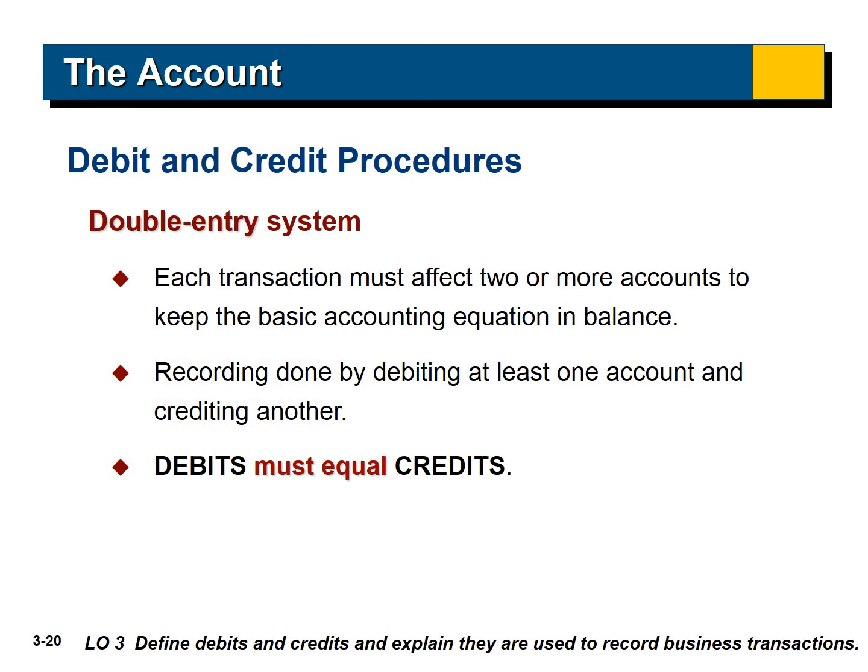I talked earlier about this idea of the dual effect. Every transaction must affect at least two accounts, so two or more accounts, to keep that basic accounting equation in balance. And we call that the double entry system. So how that works is the recording is done by debiting at least one account and crediting some other account. That's how you get the balance to work. So therefore, debits have to equal credits, and if that's true, then the accounting equation, assets equal liabilities plus stockholders' equity, will remain in balance.